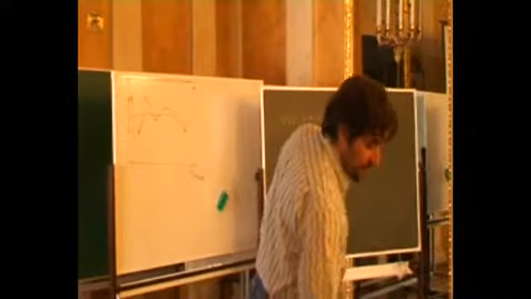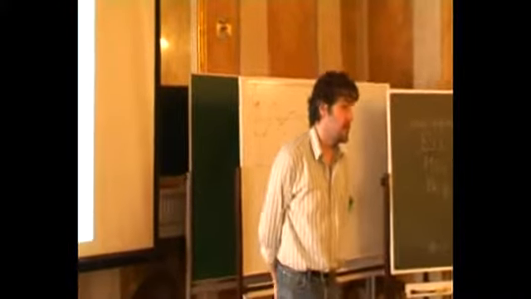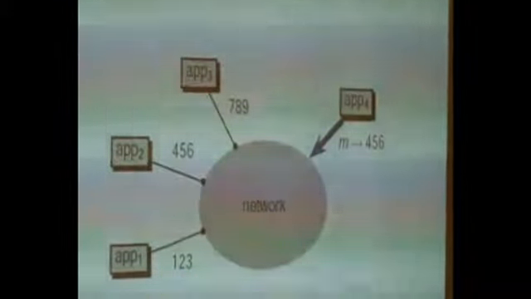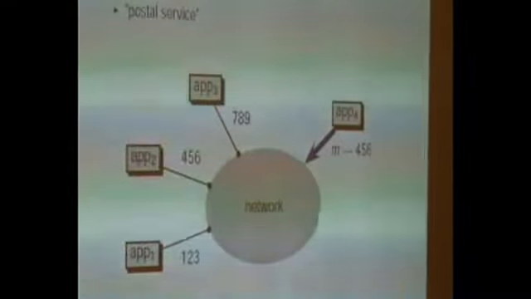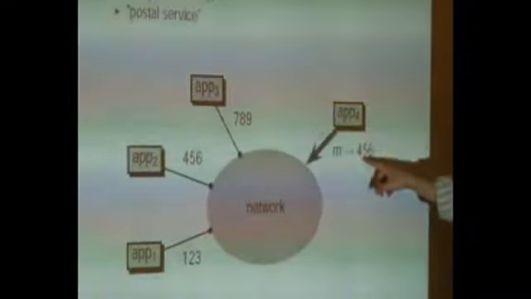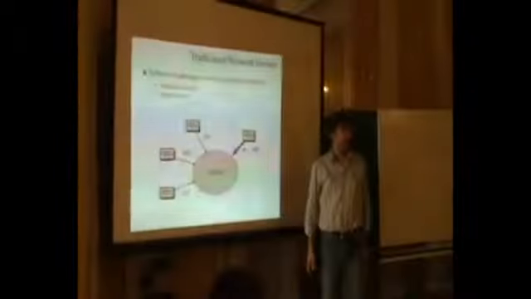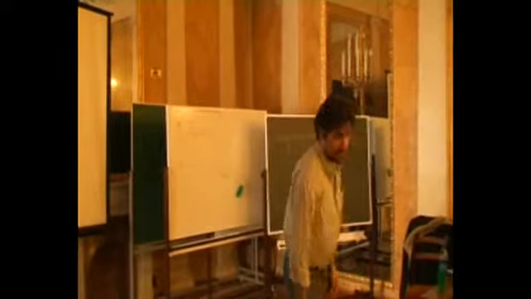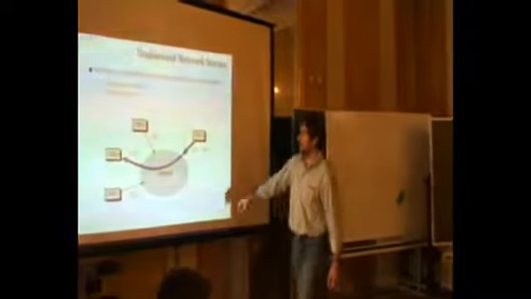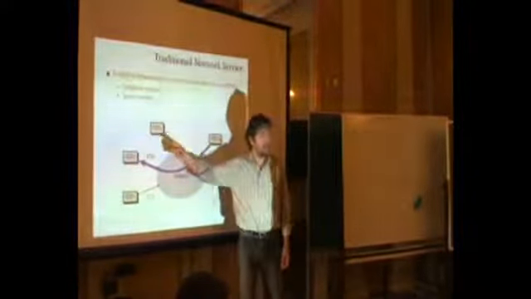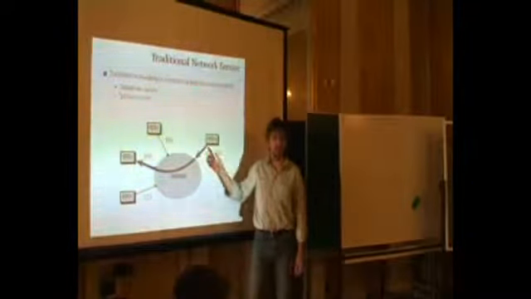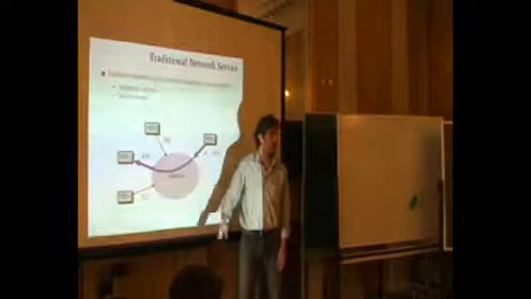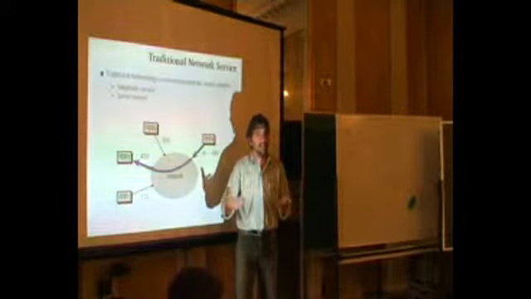If you have a network, you have a bunch of applications. The applications are given numbers, like phone numbers. So when application 4 wants to call, say, application 2, it dials the phone number. So it says, send a message to 456. And what does the network do? Delivers the message to 456. And if it's a connection-oriented service, it establishes the connection so that now they can directly communicate without needing any further addressing. If it's connectionless, it's just an individual message. But the nature of the service is the same.